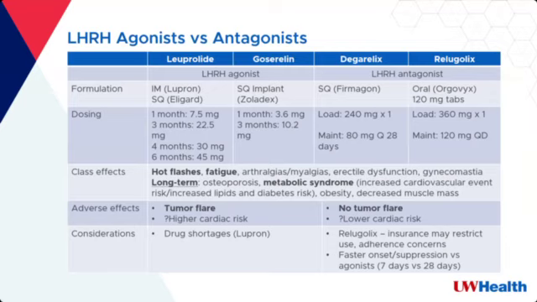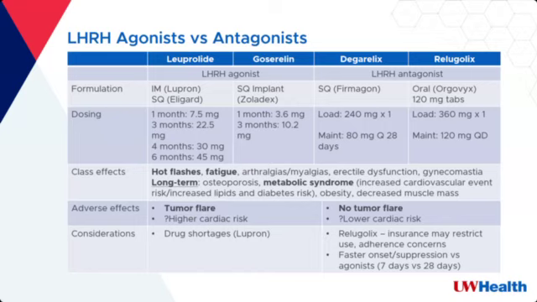So diving a little into these different agents, we have those LHRH agonists. This includes leuprolide and goserelin. I very rarely see goserelin used anymore just because it's an implant and we can see complications with injection. Most commonly, we use leuprolide. The IM version is called Lupron and the sub-Q version is called Eligard. And then we have our antagonists as well. So this is Degarelix, which is our sub-Q injection. And then we also have Relugolix, or Orgovyx, which is our oral formulation. Both of these antagonists do require a loading dose followed by maintenance doses.